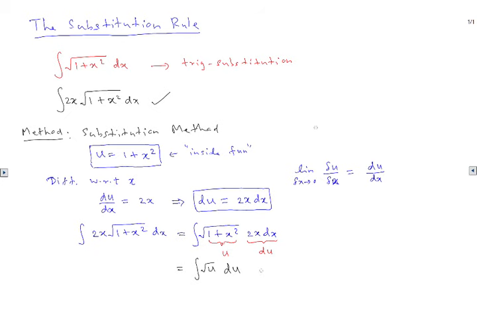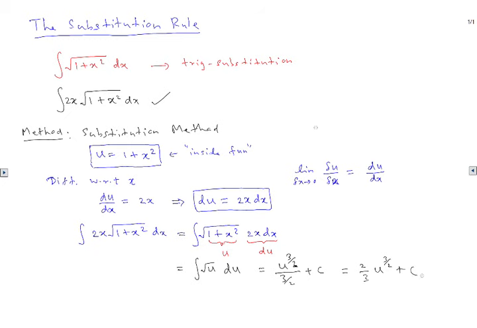So how to do the rest? Square root of u is u to the half. So the integral becomes u to the 3/2 divided by 3/2 plus c. So in other words, this is 2/3 u to the 3/2 plus c.